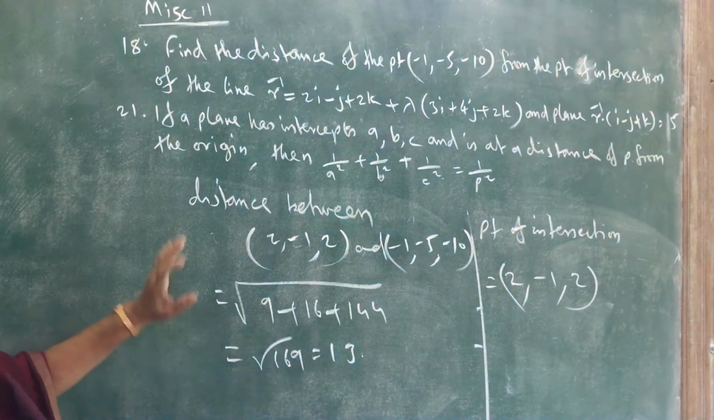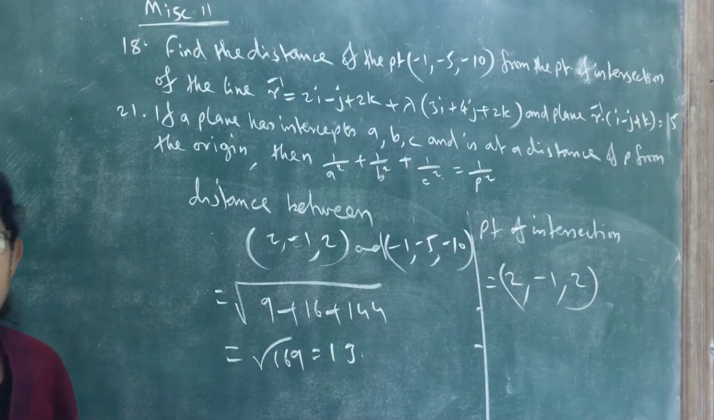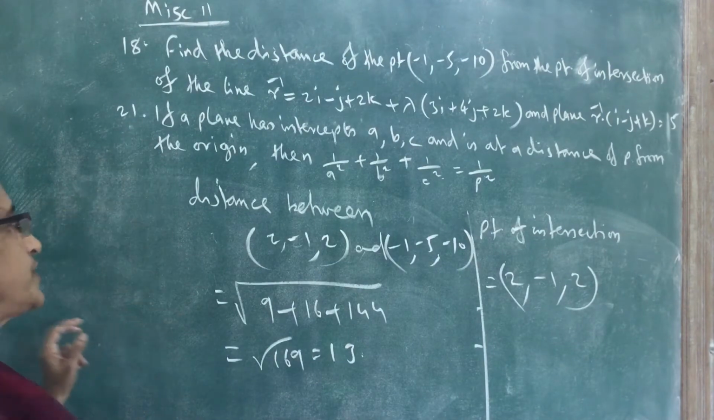That is the answer. Now, remember the distance formula: root of (x2 minus x1) whole square plus (y2 minus y1) whole square plus (z2 minus z1) whole square. Now see question number 21.